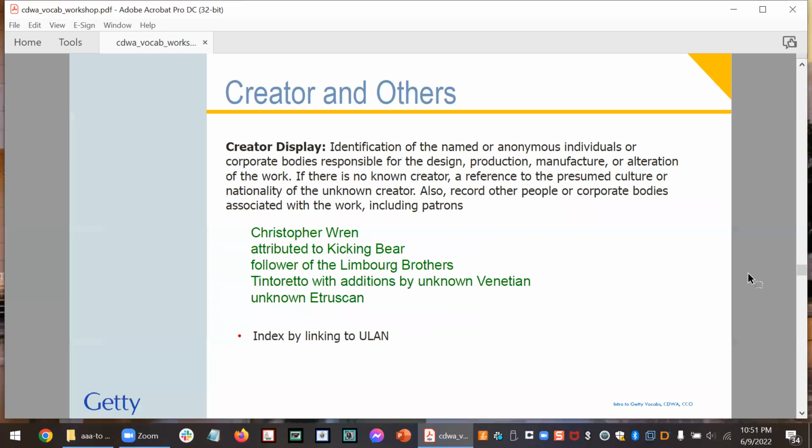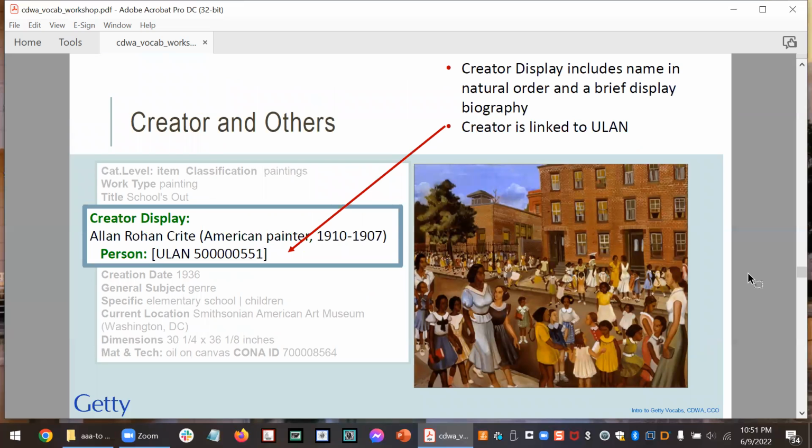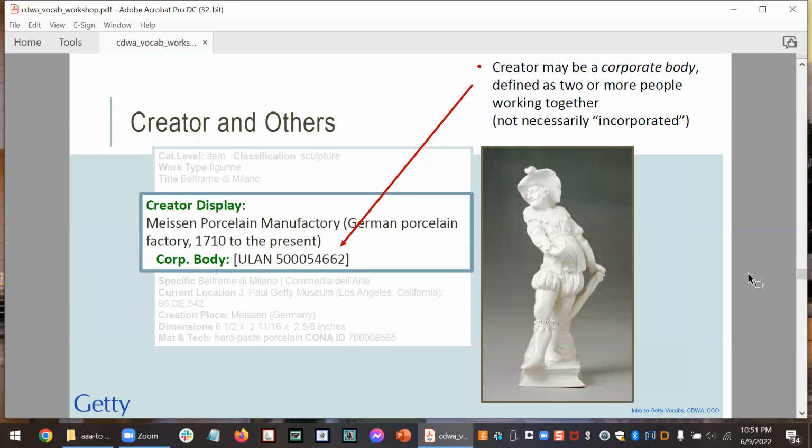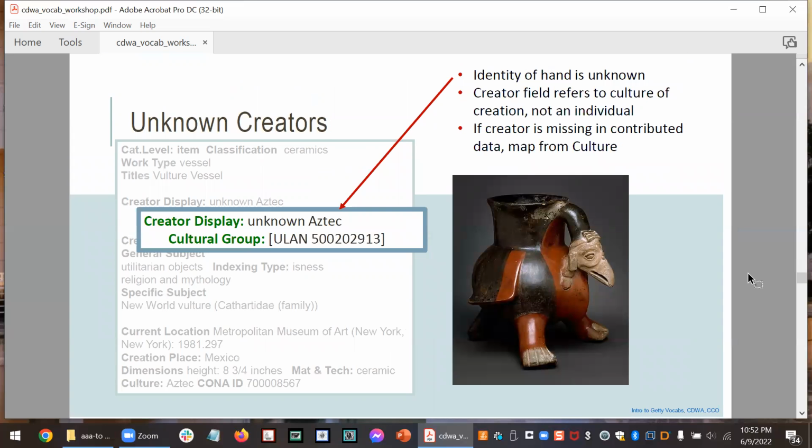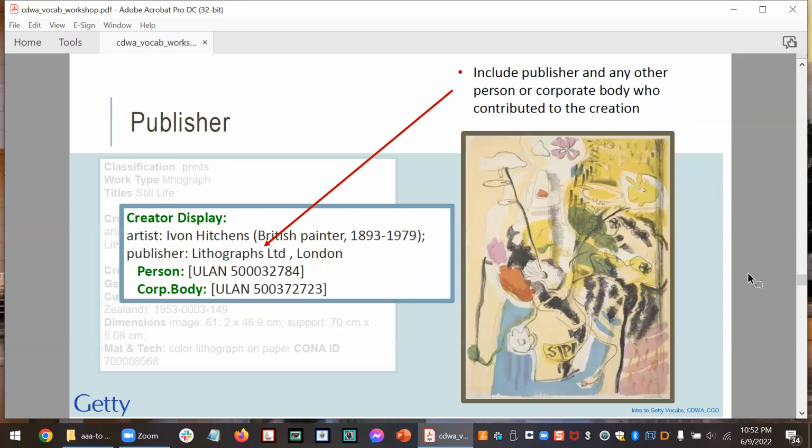Moving on to the creator, and these are terms linked to ULAN. So here's a simple example, the painter for this painting linked to ULAN. In this case, we don't have the individual names of the artists, but we have the Meissen Porcelain Manufactory as a corporate body linked as the creator. Maybe the hand is identified and known by an appellation, such as the Master of the Orleans Triptych. And maybe you only know the culture, you don't know the individual hand. Still, as I said, we advise do not leave this field blank, and you can link to ULAN where we have terms to index this.